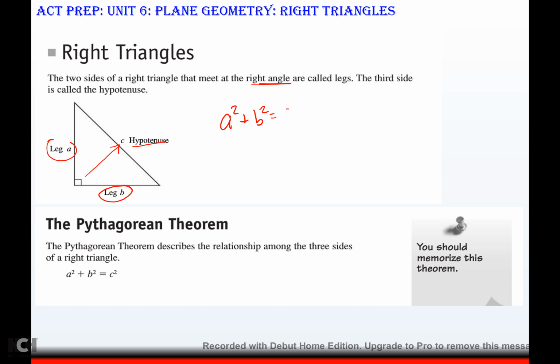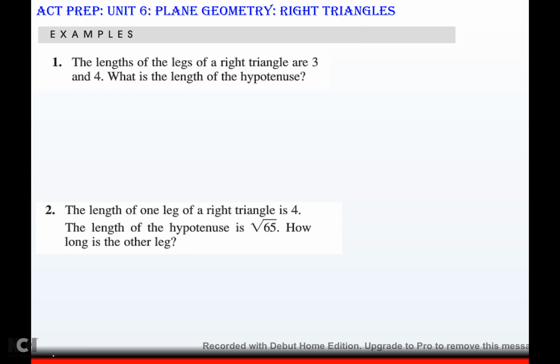also known as a squared plus b squared equals c squared, which is fine as long as everybody labels their triangles a, b, c. If they don't, the formula should really say leg squared plus leg squared equals hypotenuse squared. That alleviates having to use ABC if they don't label their triangle. Okay, but that is the Pythagorean theorem. The leg squared plus the other leg squared has to equal the hypotenuse squared.